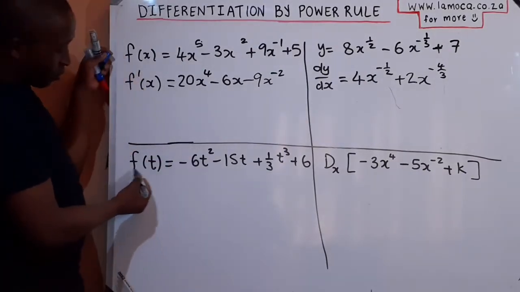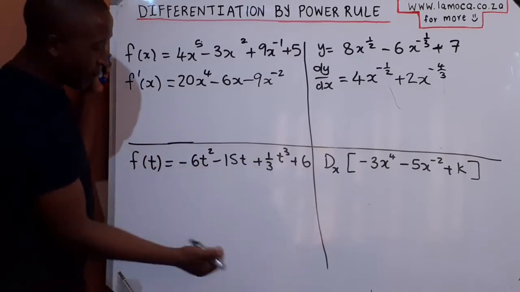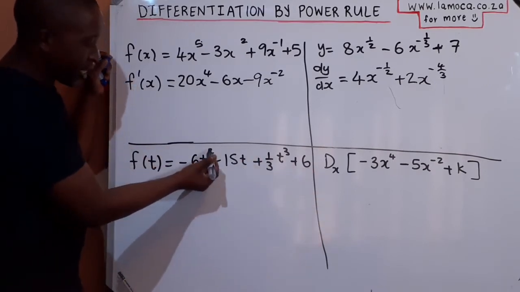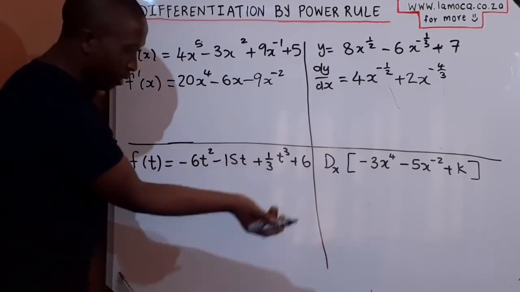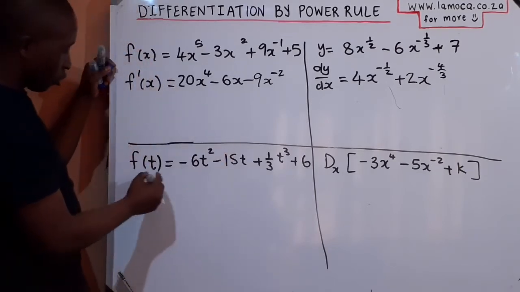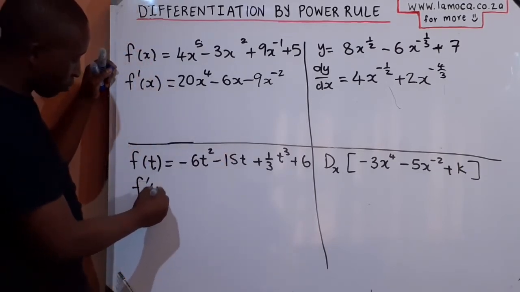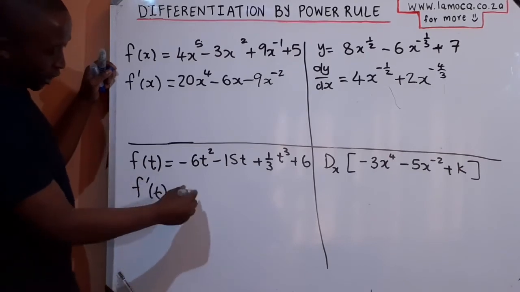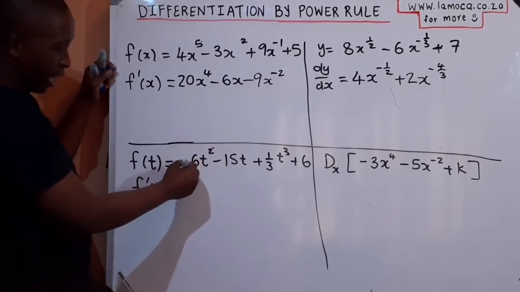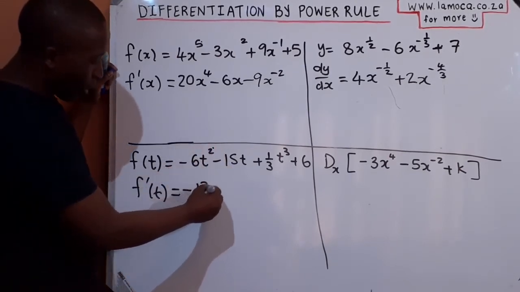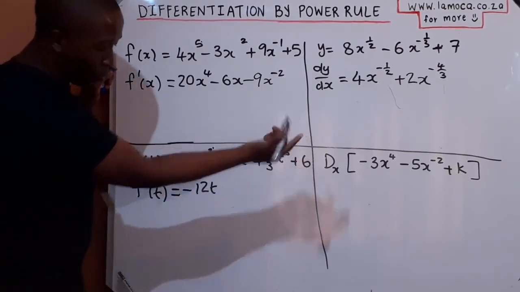So now I'm deriving with respect to t. All my terms, I check them. Are they all in the form coefficient, base, exponent? Coefficient, base, exponent, they're all in that form. So I'm ready to find the derivative. So I'm going to say the derivative with respect to t, this is f prime of t, is equal to exponent times coefficient gives you minus 12t to the power 2 minus 1, which is 1.